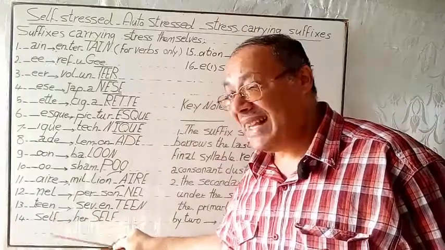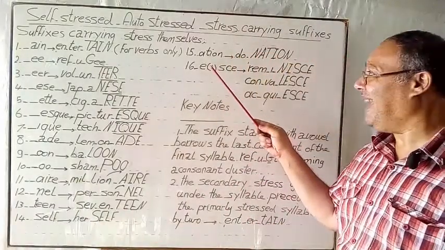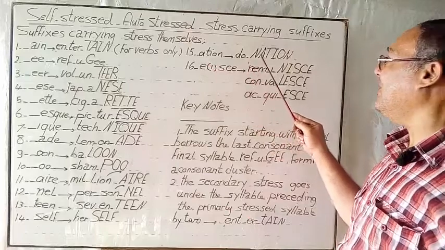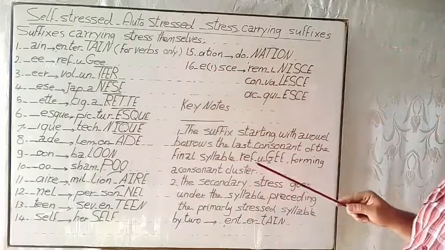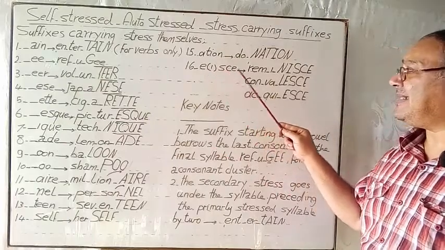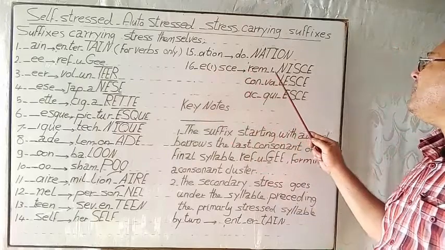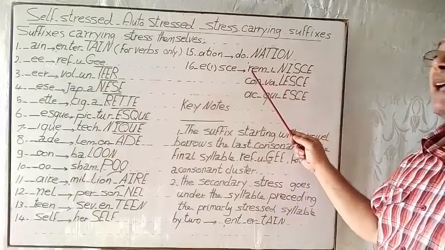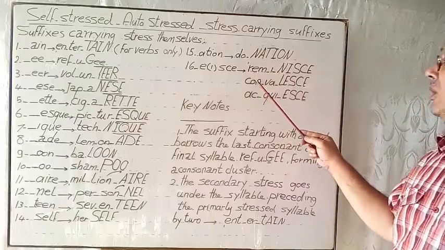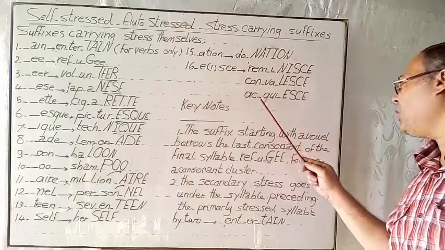EE, self, herself, Asian, donation. SCE or ISCE, reminisce, convalesce, acquiesce.